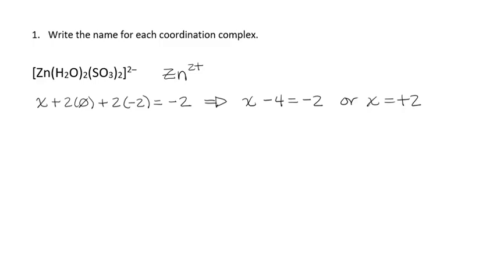Next, we identify the type of complex. So because that charge is a -2, we know that this complex is an anion, and that informs how our metal ion will be named. So because it's an anion, we will take on the root or element name plus ATE, and so this becomes zincate. No Roman numeral here because zinc has a fixed charge. It is never anything else but a +2.